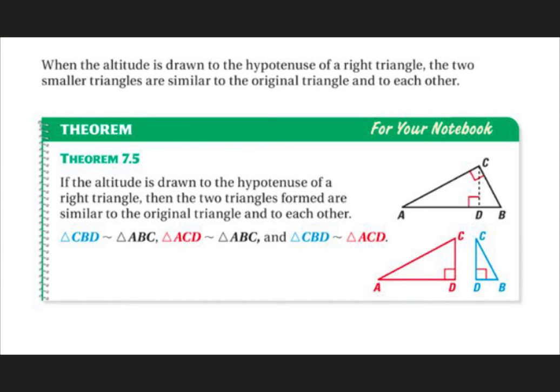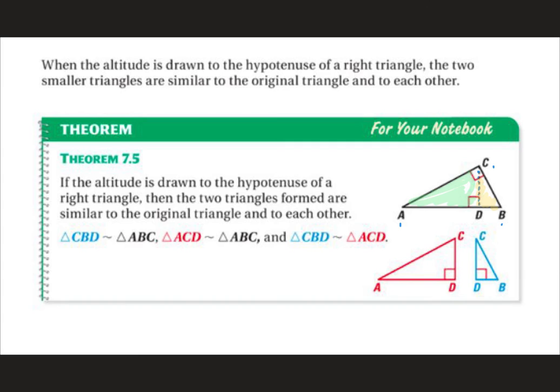So we have this theorem, Theorem 7.5 in our book, that when you draw an altitude of a right triangle, it forms 2 smaller similar triangles. So in this triangle, ABC, we draw the altitude, CD, and that forms 3 similar triangles. The smaller triangle, triangle CDB, is going to be similar to the medium triangle, which is similar to the original large triangle.